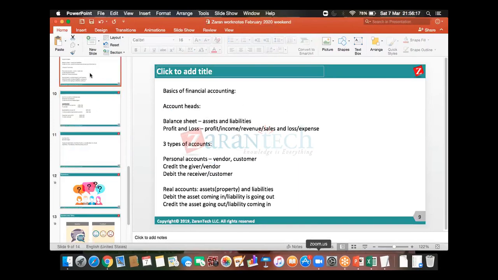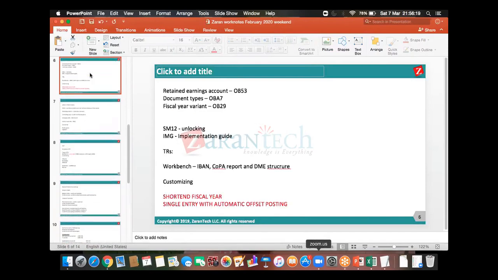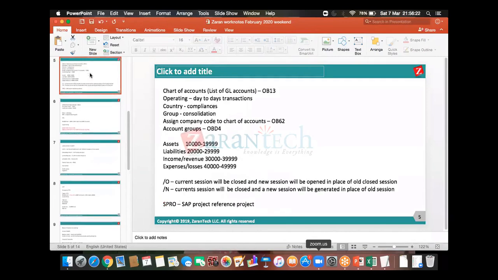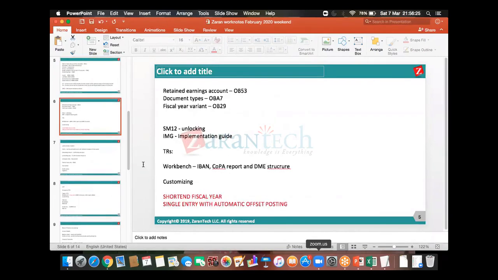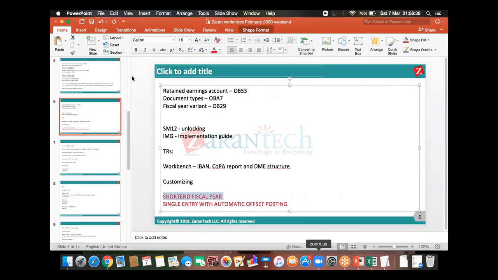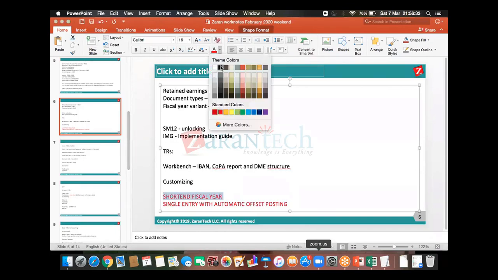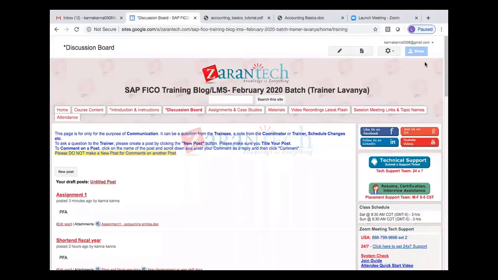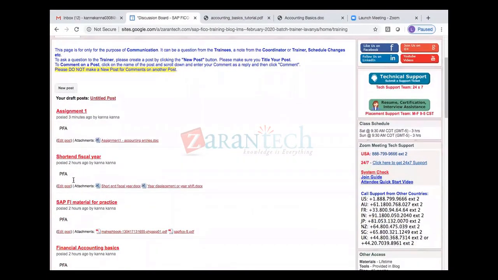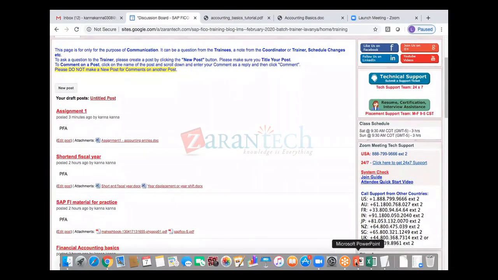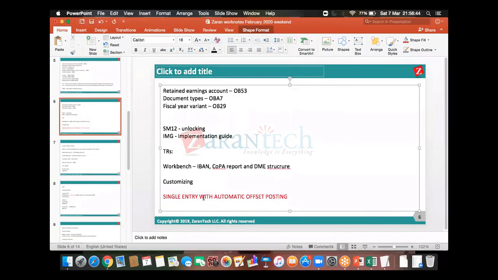So that's it about the basics. So we are coming back to our organization structure. Last session, I told you I will be uploading about the shortened fiscal year. You can see the same in the discussion board. Shortened fiscal year. So this is done. Single entry with automatic offset posting. Somebody had asked me last week. It was Jaykumar's question. Yeah, I also wanted to know about it.